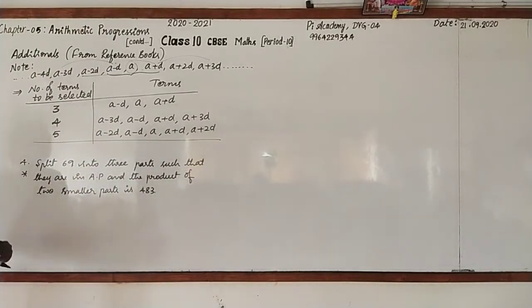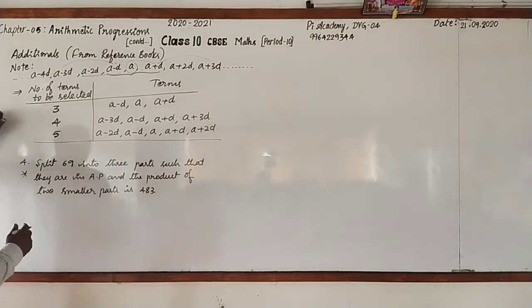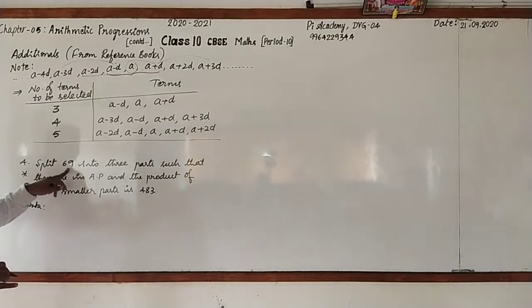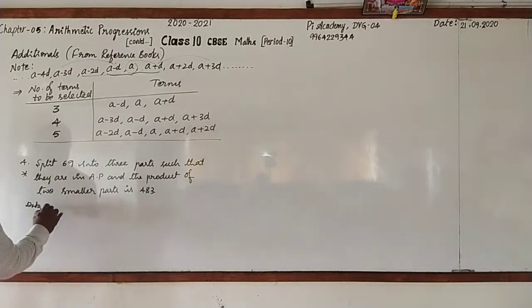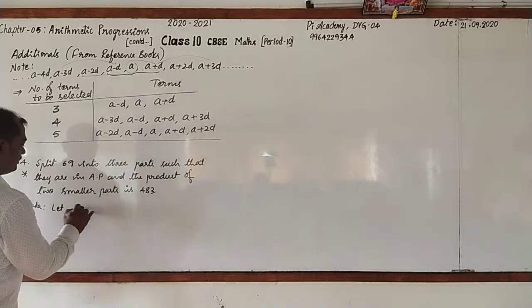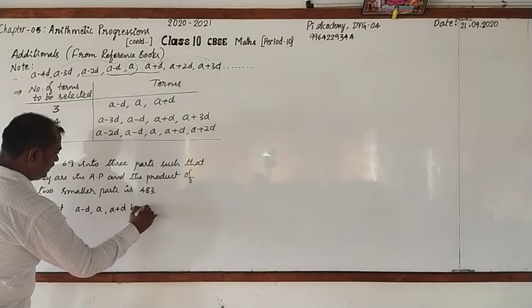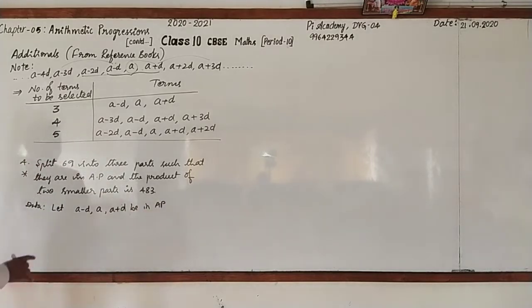Now, pausing the video, you may copy this, and after that you may copy the statement as well. Then we can write with me. Yes, you may start writing with me. You are going to split 69 into 3 parts such that they are in AP. Let the 3 terms be A minus D, A, A plus D, in AP. They are given, 69 is to be split up.